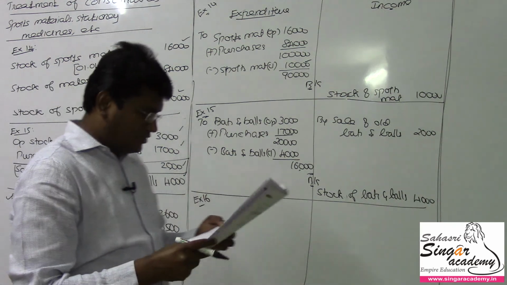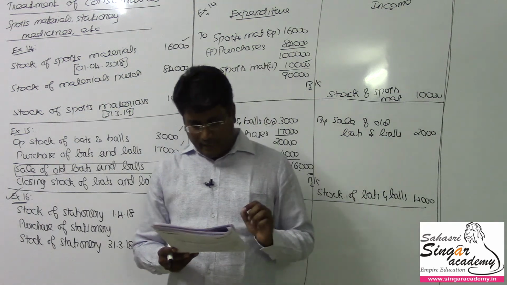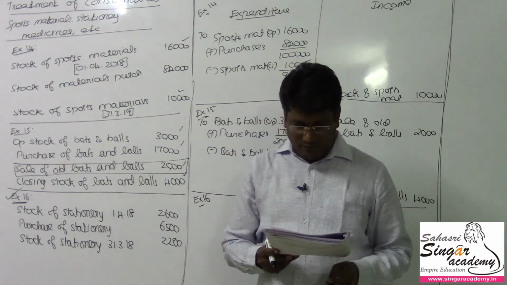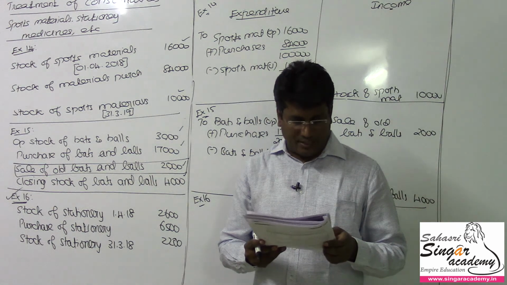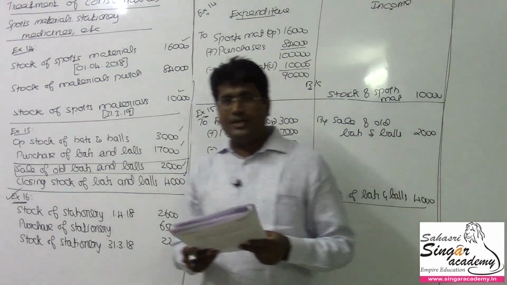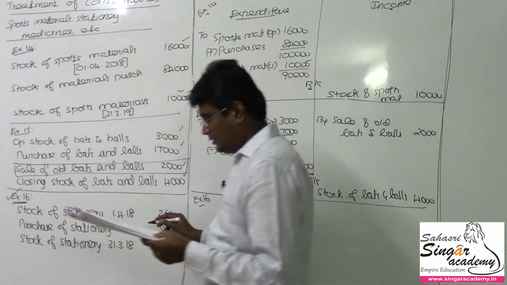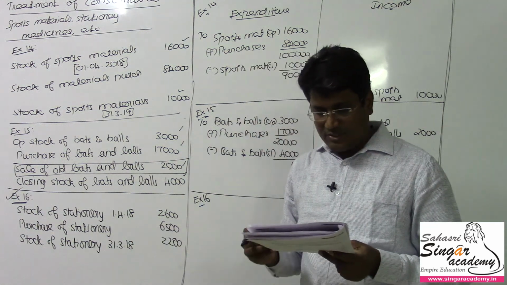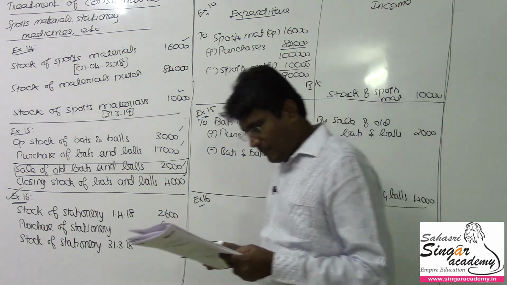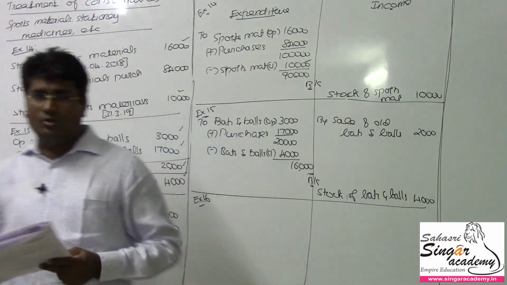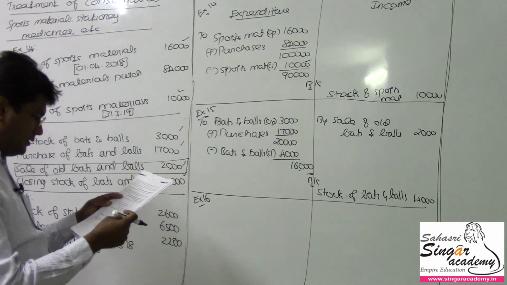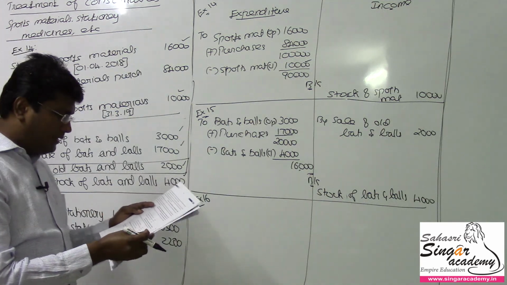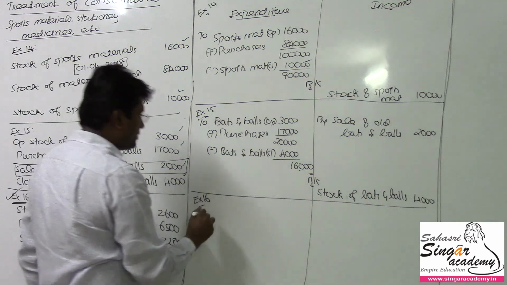So exercise number 16, show how the following items appear in the income and expenditure account of Shirgali Singers Association. Stock of stationery in the beginning 2,600, purchase of stationery during the year 6,500, stock of stationery in the year end 2,200. The same way we are going to work out here. So how this will appear in the income statement மட்டும் தான் கேட்குறாங்க, பேலன்ஸ் ஷீட்டை கூட கேட்கல.